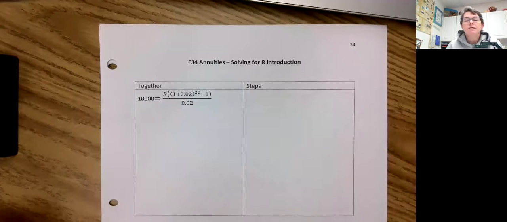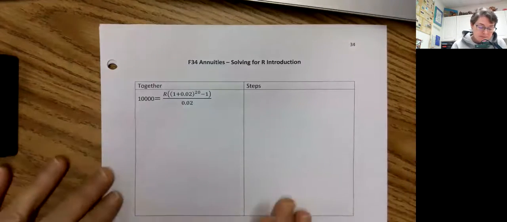Hi there, this is video 34. We're talking about annuities and we're going to solve for R this time. Before, we were solving for S, asking how much money I'm going to have at the end. This one is almost a more useful question: how much do I have to deposit all the time to end up with that amount? So let's take a look.